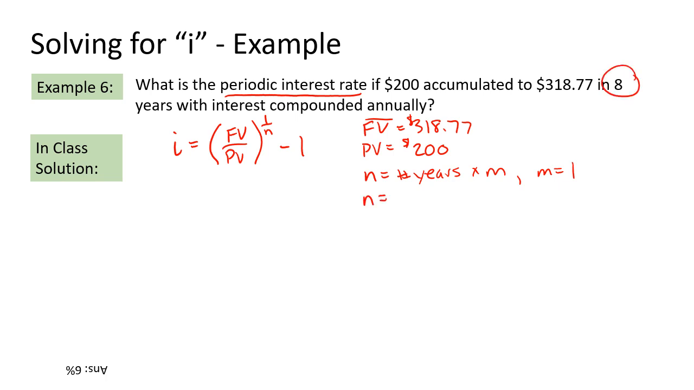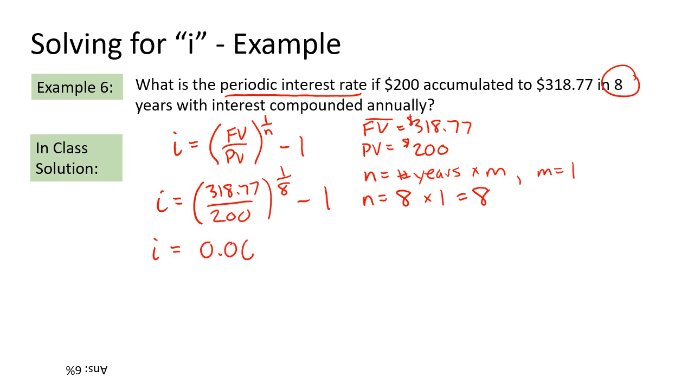So we can solve for n. N is equal to 8 times 1. 8 years times 1 compounding period per year, which gives you 8. So now we have all this information. We can just substitute it directly into this formula and solve directly for I. So you have I is equal to your future value, 318.77, divided by your present value, 200. That's the exponent 1 divided by 8, and that's minus 1. So if you substitute those all in your formula, you get an answer of 0.06.